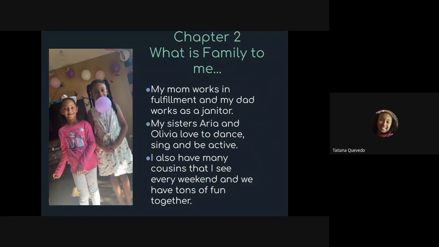These are some things about my family. My mom works at a fulfillment center and my dad works as a janitor. These girls in the pictures are my sisters, Aria and Olivia. They love to dance, sing, and stay active too. I have many cousins that I see every week and we have tons of fun together. And this week we're going to see them.